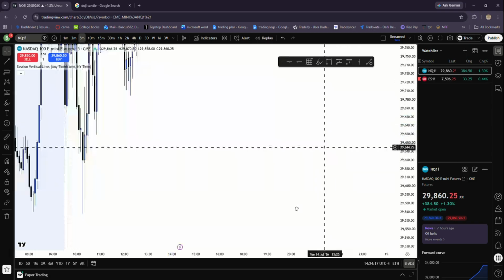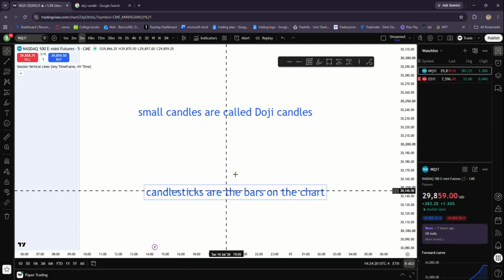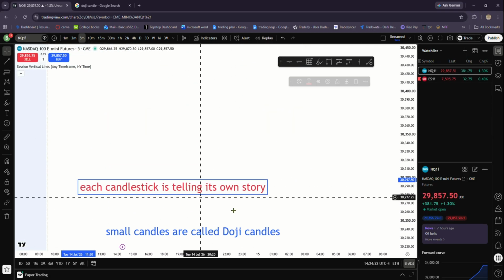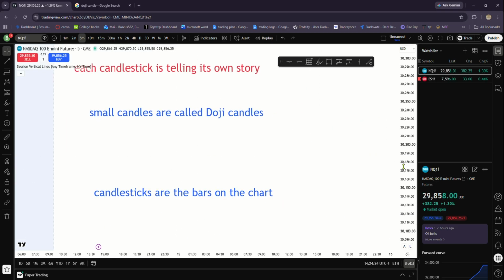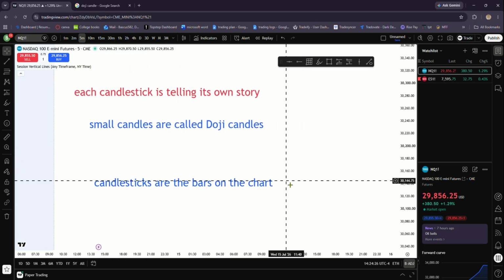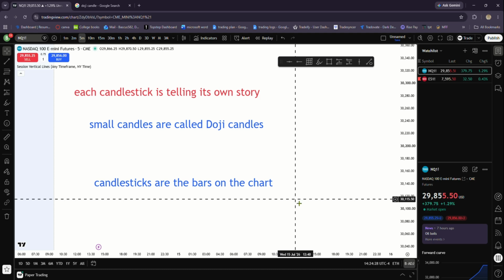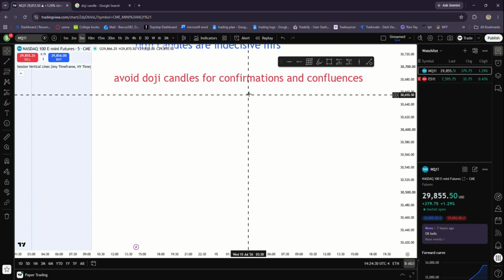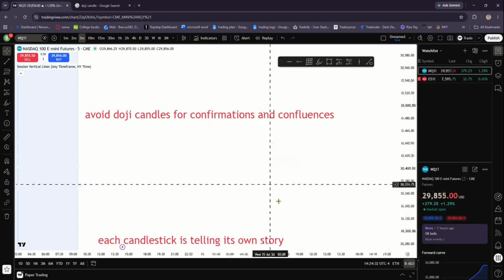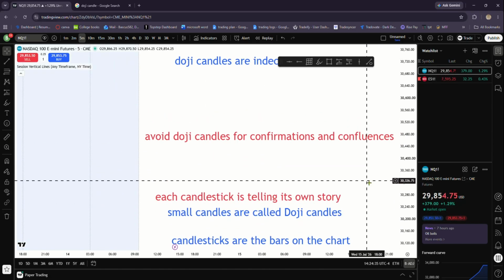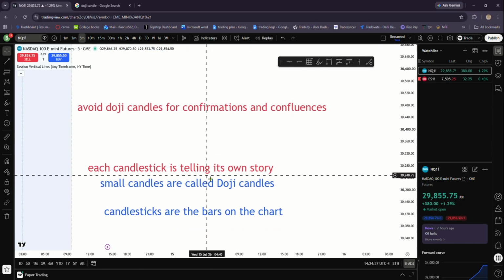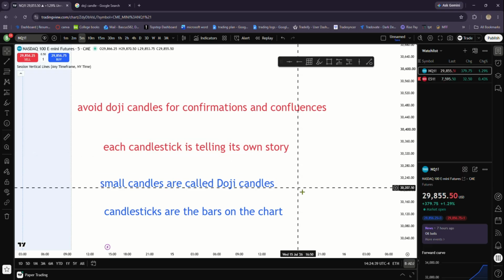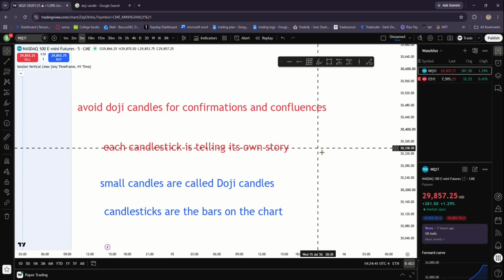What you guys have to understand, back to the note, is that each candlestick is telling its own story. So if we have a candle like a doji that's not giving us much of a story to tell, then it's basically useless, right? So on to the next thing. Avoid doji candles for confirmations and confluences. This is self-explanatory after the example I just showed you guys, because once again, you cannot really see what's going on. So make sure you guys are writing all of this down, okay?